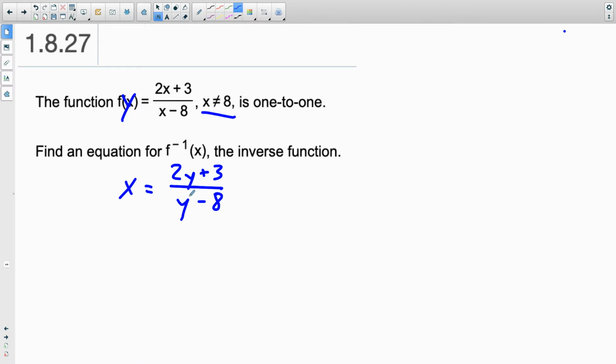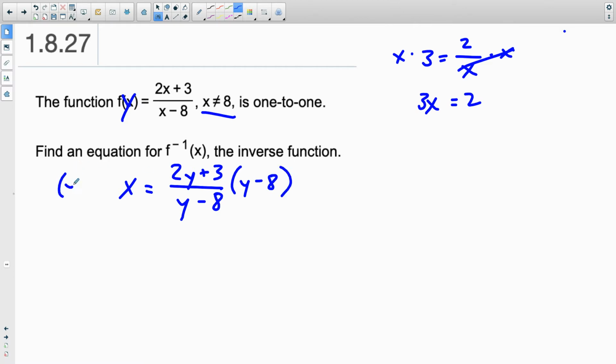Anytime you have an equation that looks like this, like if this said 3 equals 2 over x, we can get rid of the variable that's in the bottom by multiplying both sides by that variable. Then we'd have 3x equals 2 because these would cancel. We take that same approach here if we multiply by y minus 8. Now our job is to get y by itself on one side of the equation. When we're doing the inverse function, we want a statement at the end that says y equals, because that means we would have undone everything that's here.